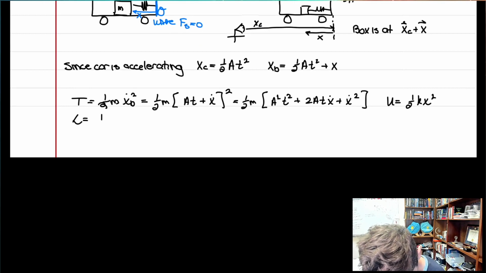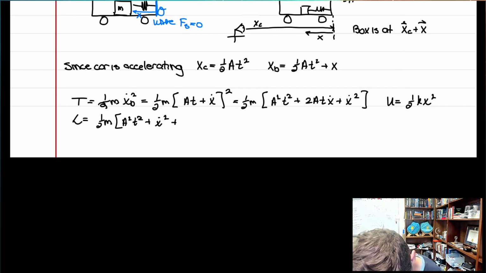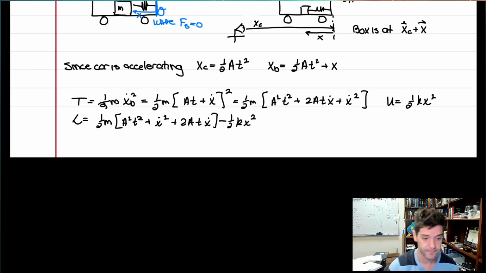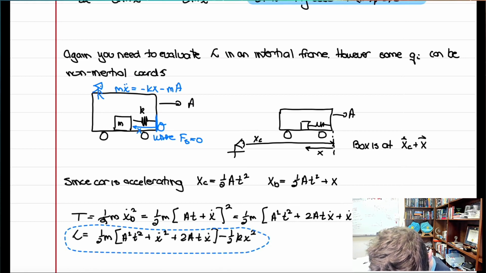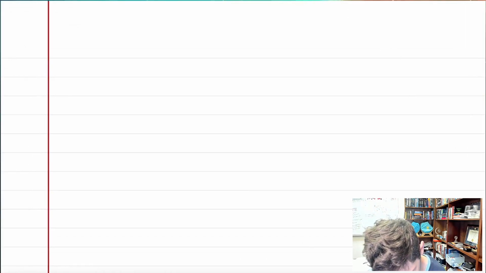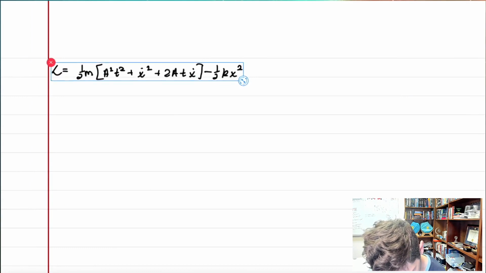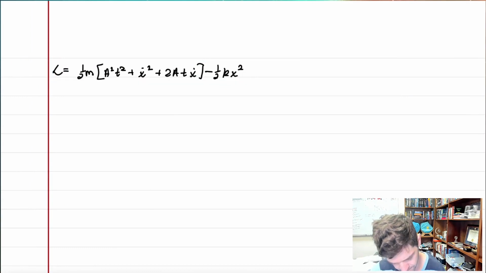The Lagrangian then looks like it's 1/2 m (a squared t squared plus x dot squared plus the cross term 2 a t x dot) minus 1/2 k x squared. And that is my Lagrangian. I'm out of room, so let me copy it over to the other page. This is written entirely in terms of my one coordinate. It is viewed from an inertial frame. I'm off and running.